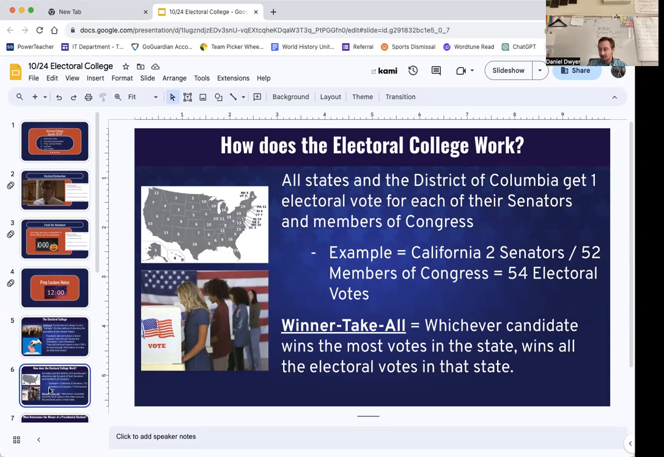For example, California, we have 2 senators, and then we have 52 members of Congress. This map is actually outdated. So we have 54 electoral votes. We have the most. Again, we briefly talked about this.